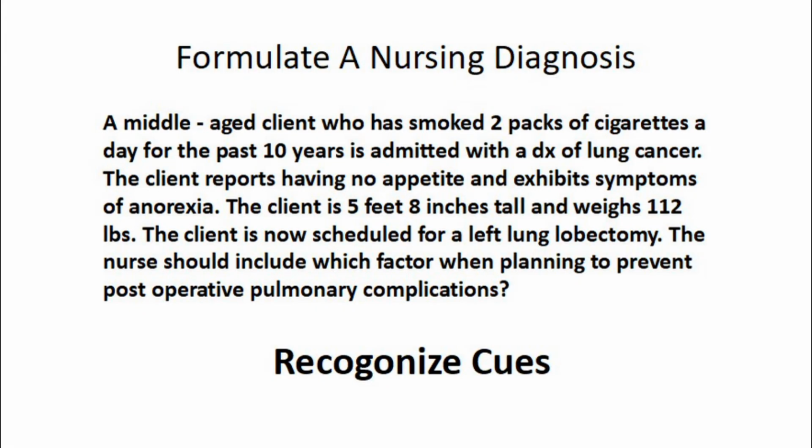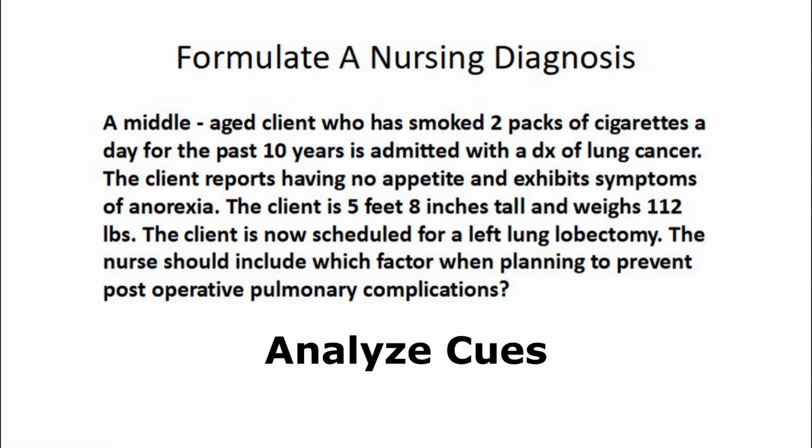Now, the first step, according to the NCSBN clinical judgment model, is to recognize cues. So let's read this question. A middle-aged client who has smoked 2 packs of cigarettes a day for the past 10 years is admitted with a diagnosis of lung cancer. The client reports having no appetite and exhibits symptoms of anorexia. The client is 5 feet 8 inches tall and weighs 112 pounds. The client is now scheduled for a left lung lobectomy. The nurse should include which factor when planning to prevent post-operative pulmonary complications? So what are the cues in this question?